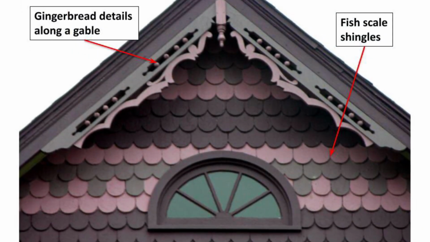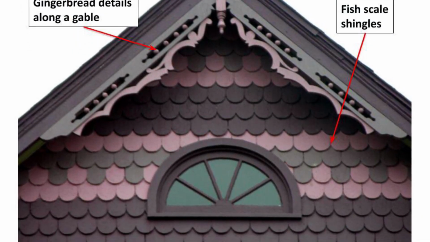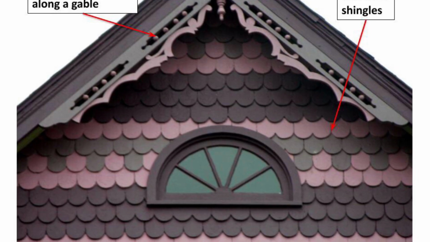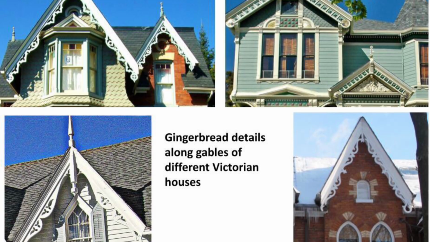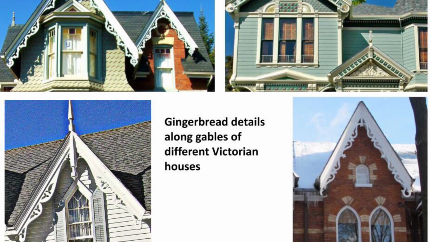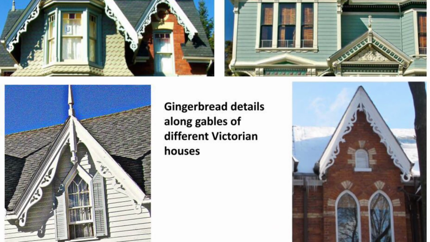Here you can see a close-up of gingerbread details along the gable, as well as some fish-scale shingles on the side of the house. Here you can see gingerbread details along the gables of different Victorian houses. They can come in many different styles and colors.